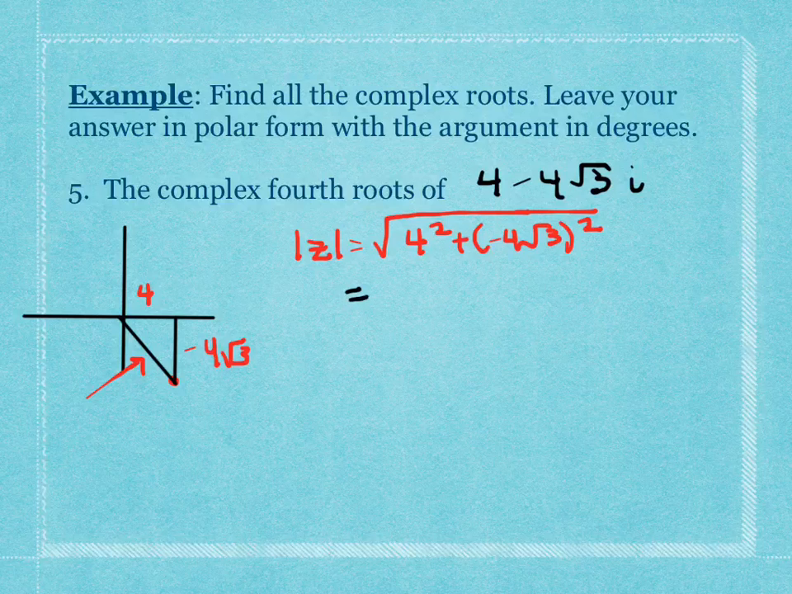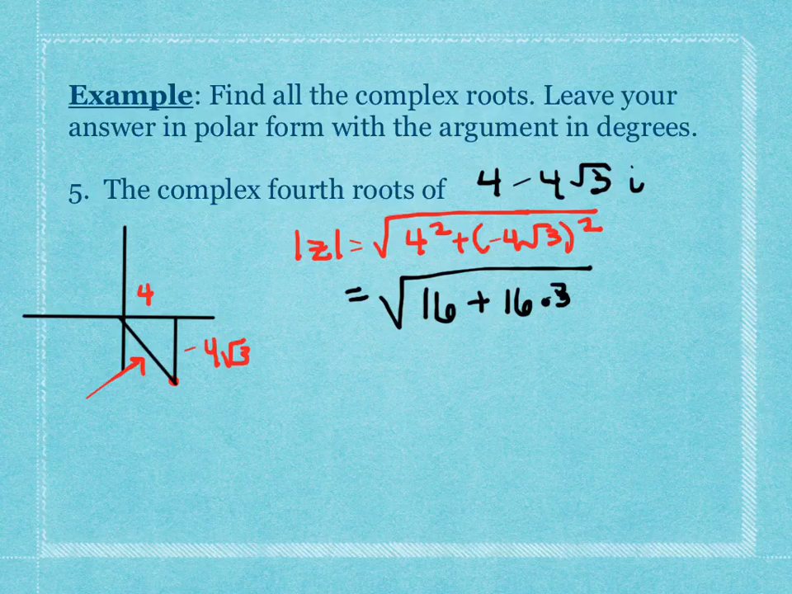Now when you notice this, of course, 4 squared is 16. The next thing you have to notice is that you're squaring a negative, so it is going to be positive. But you have to square both the 4 and the square root of 3. So squaring the 4 gives me 16, and squaring the square root of 3 would give me 3. Now, if you actually multiply 16 times 3, and add 16, we're going to end up getting the square root of 64, which is, of course, 8.